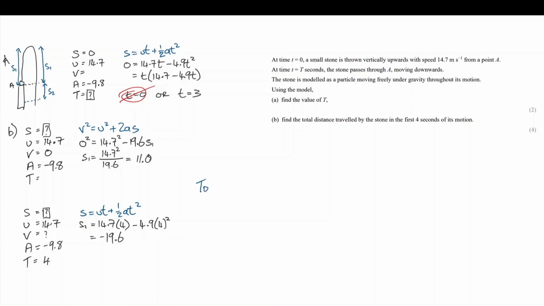Okay, so our total distance travelled is going to be a combination of two S1s and an S2. So S1 plus S1 plus S2. 11 plus 11 plus 19.6, 41.6. The total distance travelled, 41.6 meters.